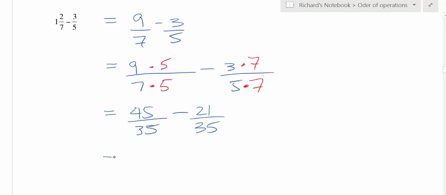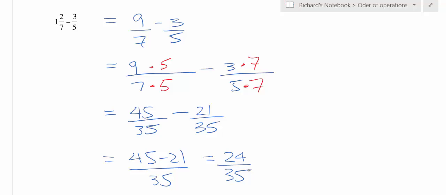Well, I've got a common denominator, so this becomes 45 minus 21 over 35, which is equal to 24 over 35. Now, 24 over 35 doesn't have a common factor in both the top and the bottom, other than 1, which you can't really do anything with. So that's it. 24/35 is as low as it goes.